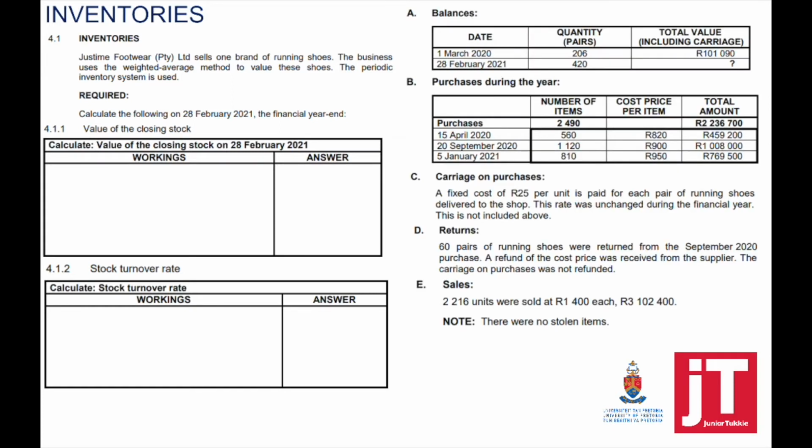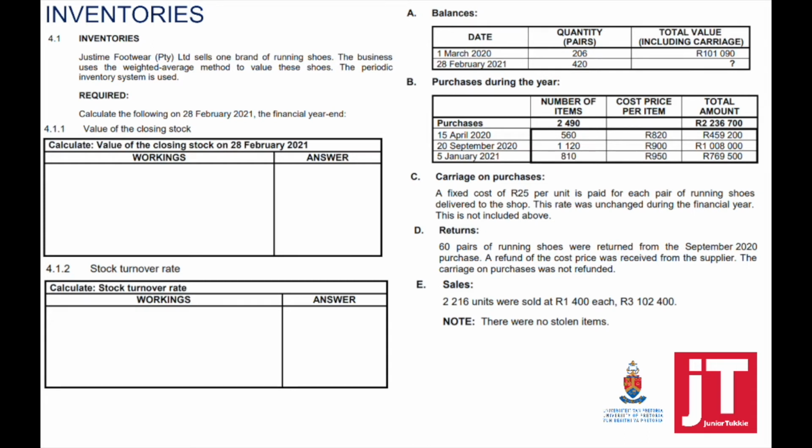If we look at what has been given to us, they provided information A, the balances in the beginning of the accounting period and the end of the accounting period. Take note that the total value of our closing stock at the end of the accounting period is a question mark because we need to calculate it. Purchases during the year, carriage on purchases, returns, and sales. Always read through the information before you just start with the questions.